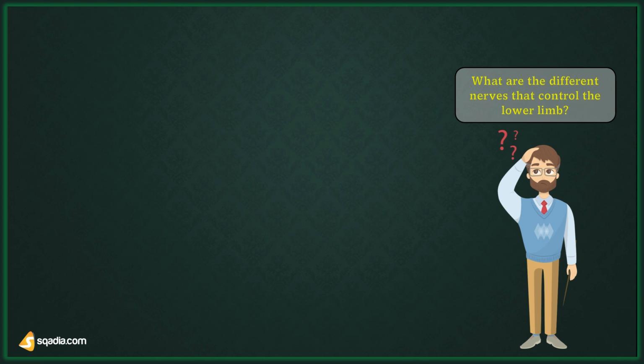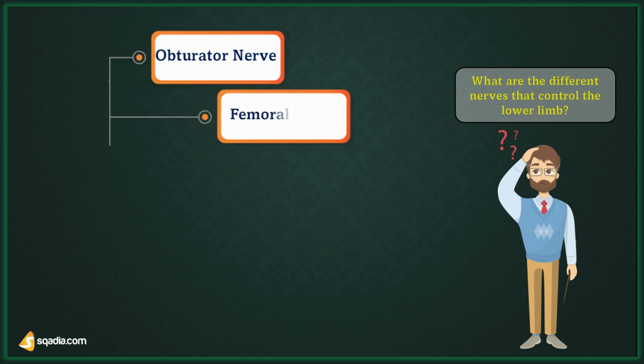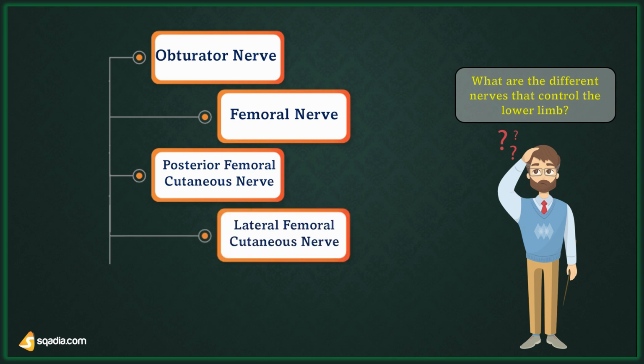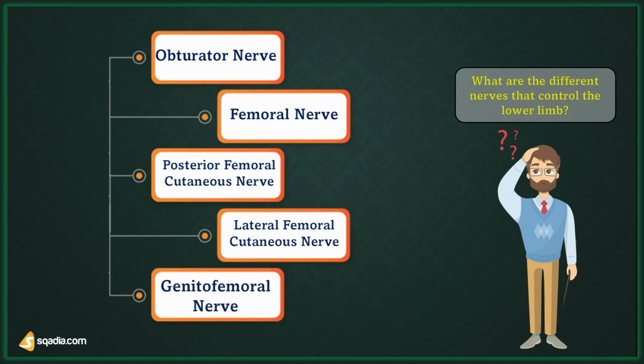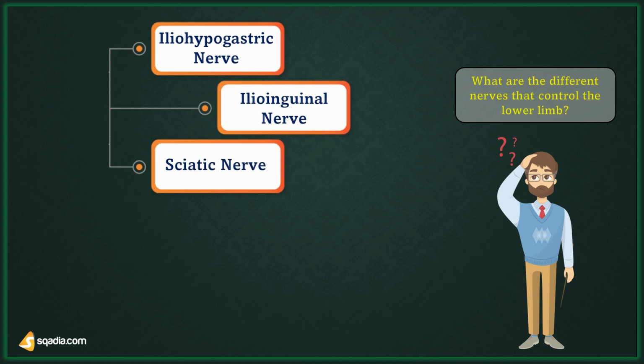Here are the names of the nerves of lower limb. Obturator nerve, which supplies the medial aspect of the thigh. Femoral nerve, supplies the anterior aspect of thigh. Posterior femoral cutaneous nerve. This nerve is responsible for the sensory innervation of posterior aspect of the thigh. Lateral femoral cutaneous nerve. Genitofemoral nerve. Iliohypogastric nerve. Ilioinguinal nerve. Sciatic nerve.